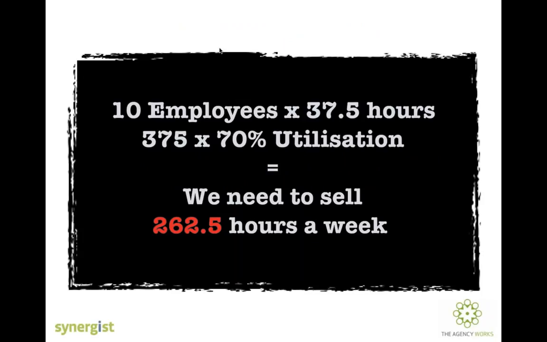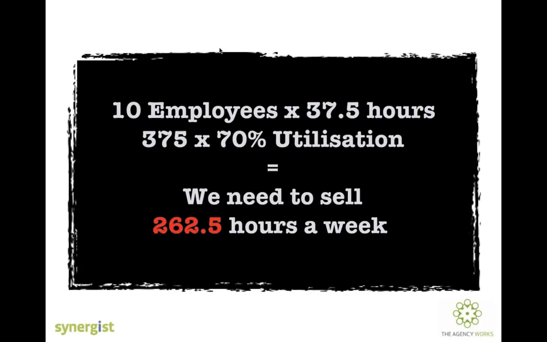Just to go over that first point that I mentioned, this is a typical calculation. Do excuse it, it is a real ballpark calculation. It could work for any agency, whether you've got 10 employees, 100, 500, 1,000, 20. It really doesn't matter. I haven't taken things like holiday and sick days into account here. But just to give you an idea, if you've got 10 employees at 37.5 hours a week, and you want them to be something like 70% utilised, that would mean you need to sell 265 hours a week.